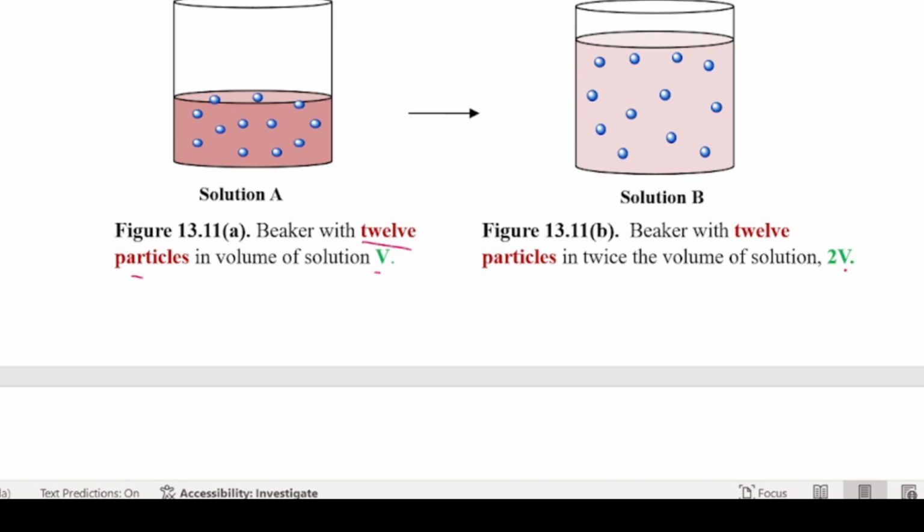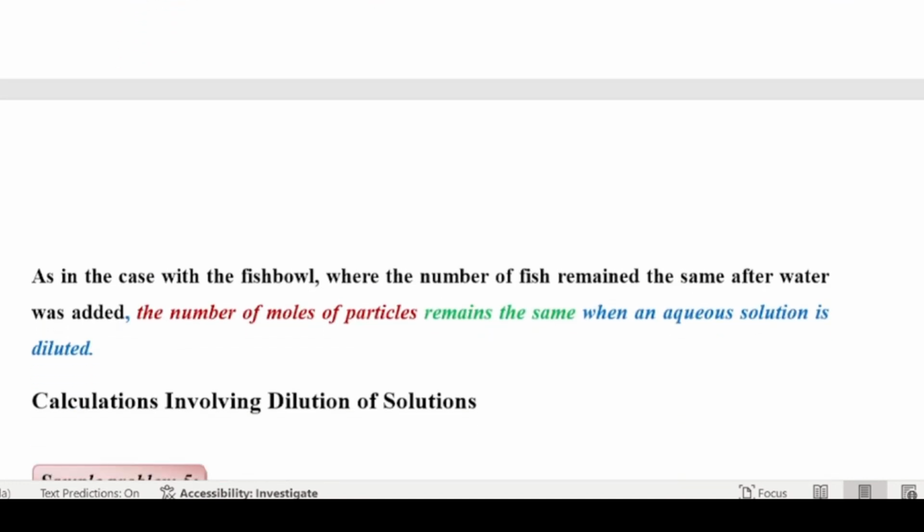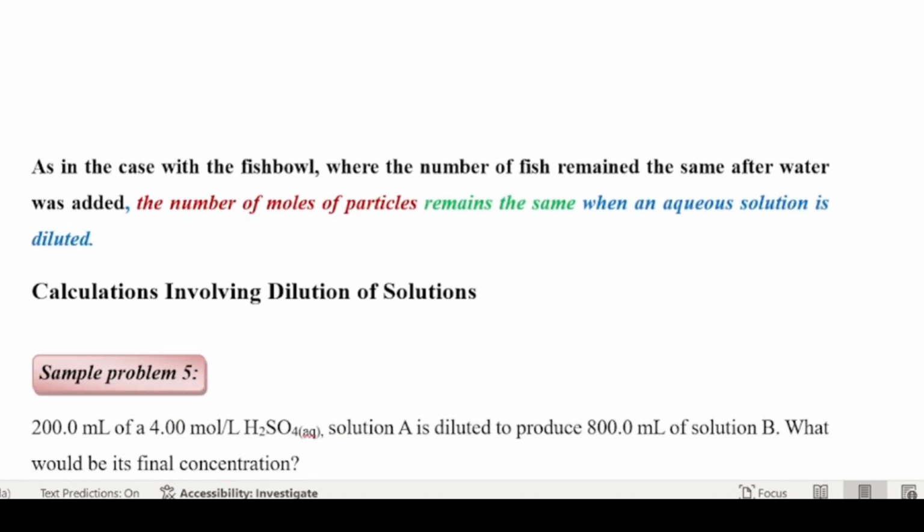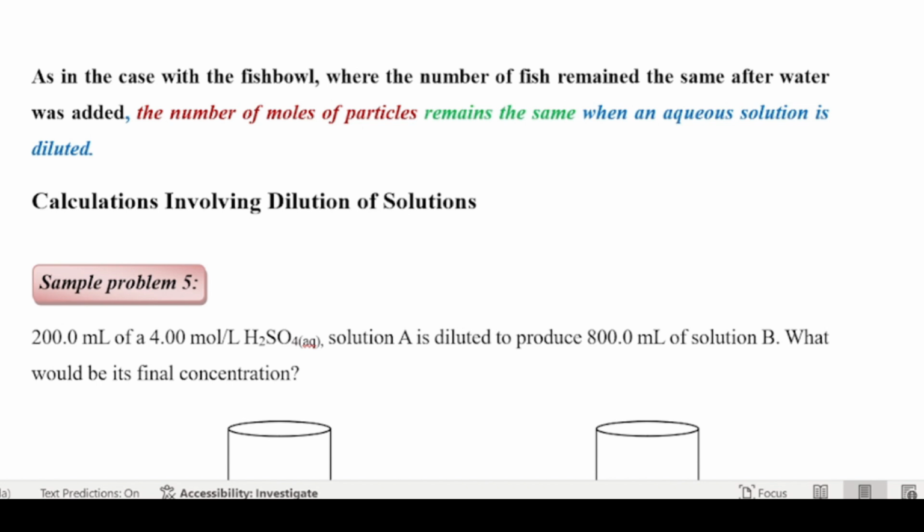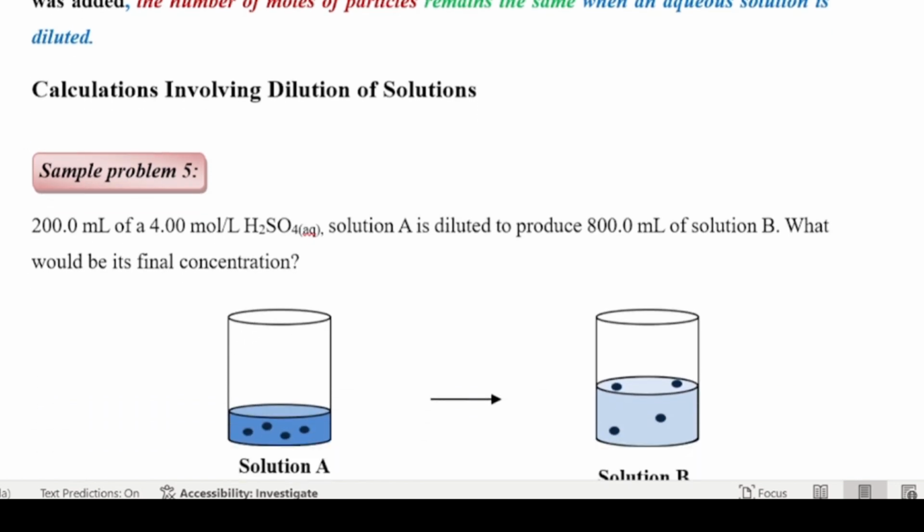Now we are having 2V, but we did not interfere with the number of particles. The number of particles stay the same. So the underlying point I want to make here is that the number of moles of particles remain the same after a solution has been diluted. All right? So let's look at a real problem when you dilute a solution, and how do you go about finding the final ion concentrations in the diluted solution?